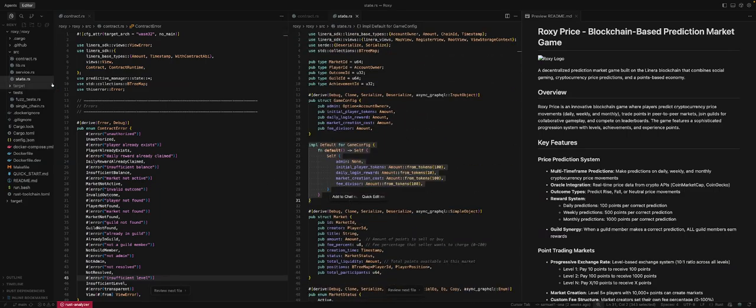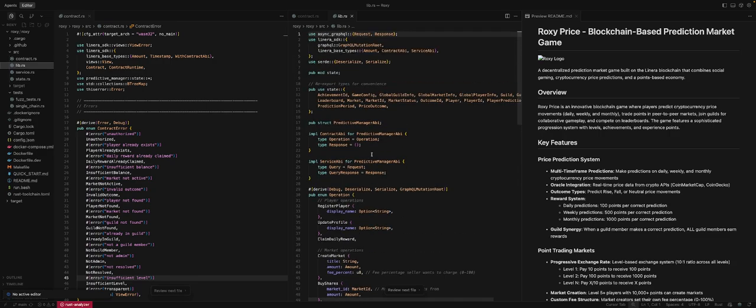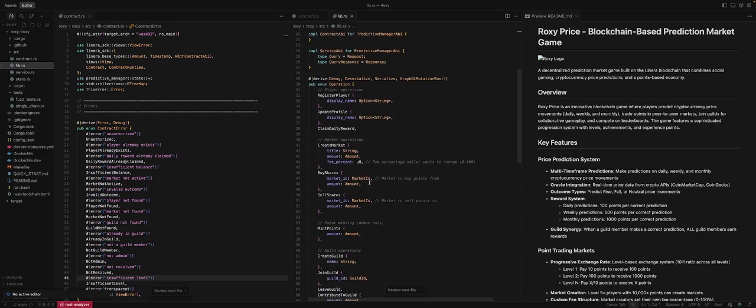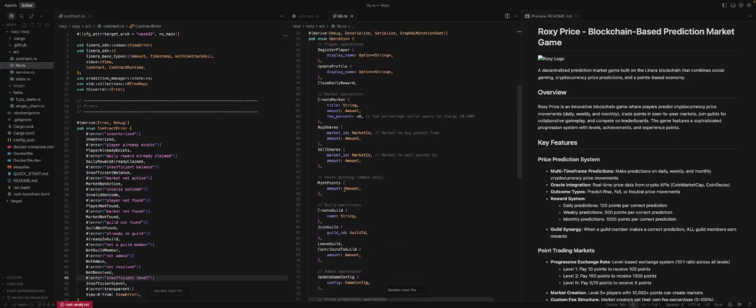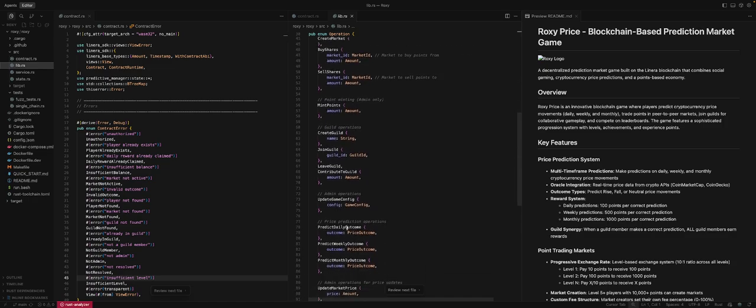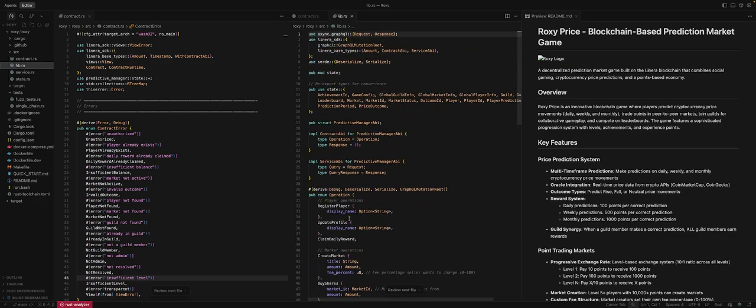So let's go into the lib. The lib is like an interface whereby you take the function signatures of all the functions that are public. These are all the public functions: register player, update profile, claim daily rewards, create market, buy shares, sell shares, mint points, create guide, join guide, leave guide, contribute to guide, update game config, predict daily outcome, predict weekly outcome, predict monthly outcome, update market price. These are all the interfaces for the external functions.